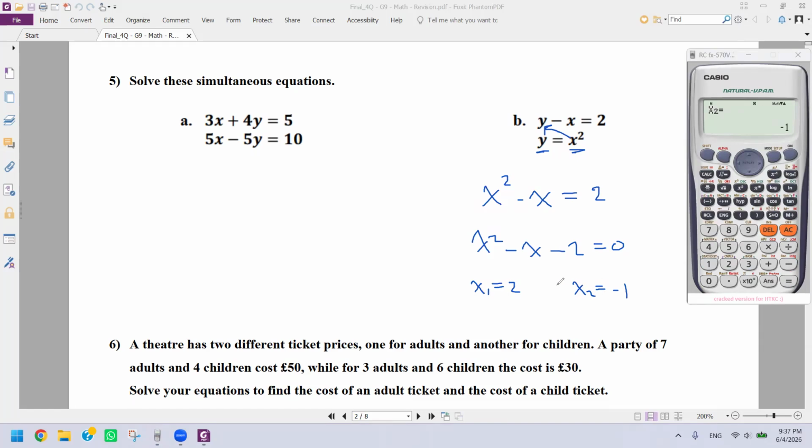Since I have two x values, I will have two y values. You know that, guys, y is equal to what? It's equal to x squared as given here. To find y1, I should use x1 here. 2 power 2 is 4. Find y2: minus 1 squared is 1. So these are the solutions: x1, x2, y1, y2.